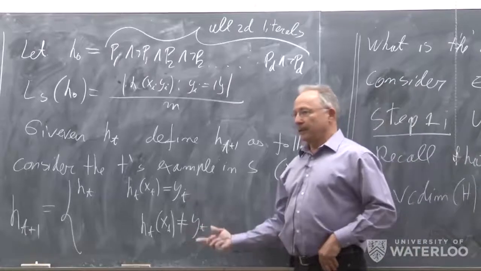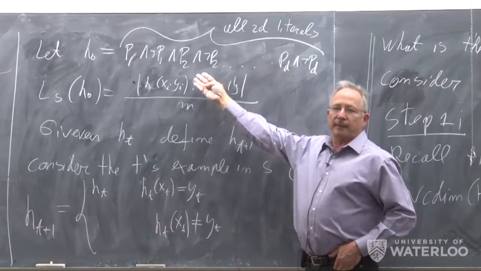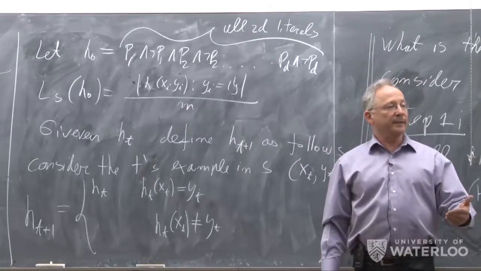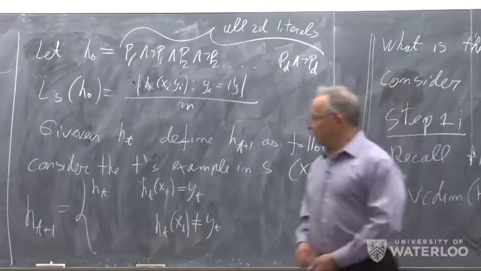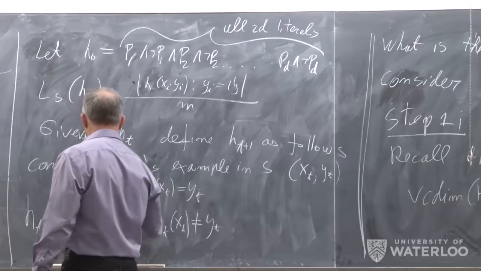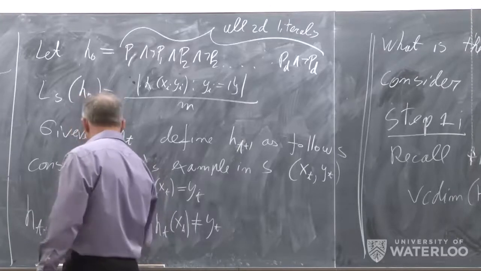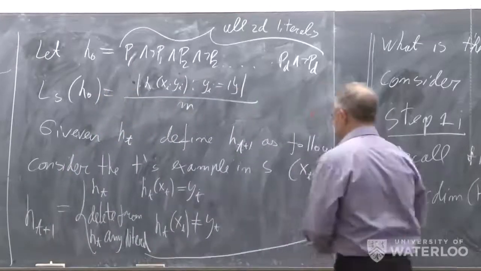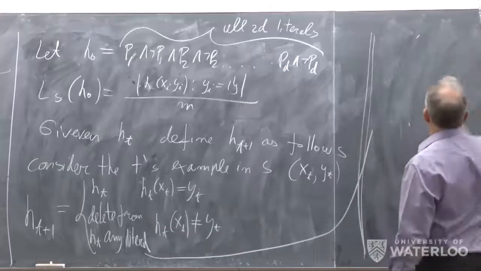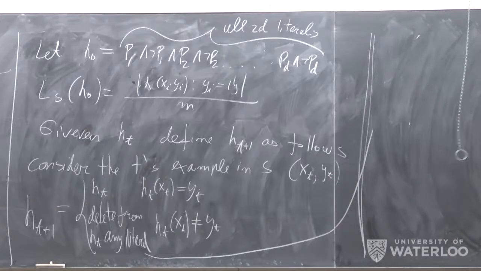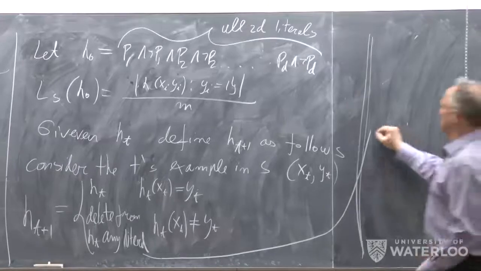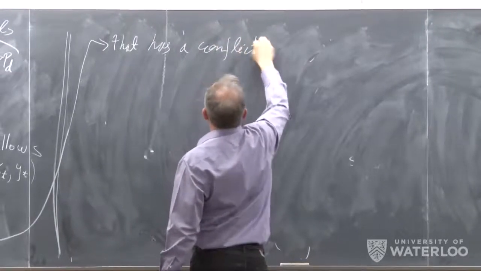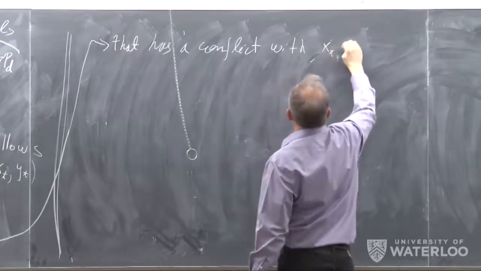So if I have an example on which I make a mistake, note that we make mistakes only on examples that are labeled 1. Examples that are labeled 0, we already rejected everybody. We are very tough. So there comes someone with label 1, and we make a mistake. That means our current hypothesis is going to reject it. So what I'm going to do is delete from ht any literal that has a conflict with xt, yt.